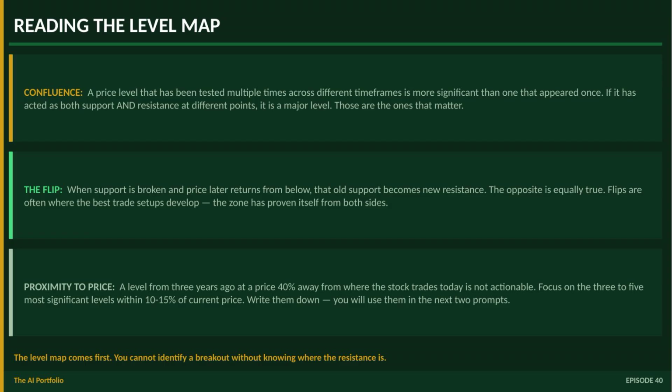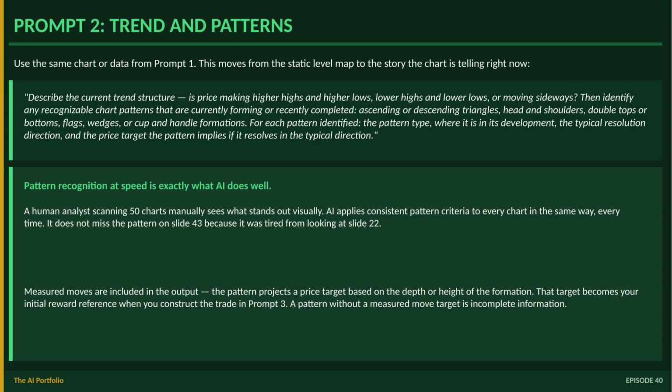Pattern recognition has to be used carefully. Here is what to look for. Trend alignment. A bullish pattern in a downtrend is far less reliable than the same pattern in an uptrend. Before you act on any pattern AI identifies, check whether it aligns with the dominant trend direction. AI will tell you the pattern. You need to assess whether the broader context supports it.